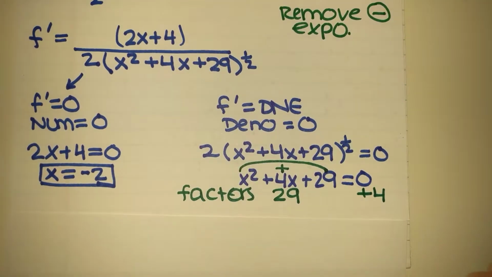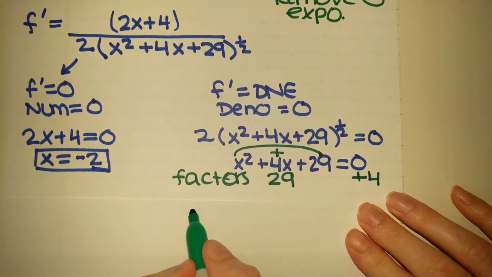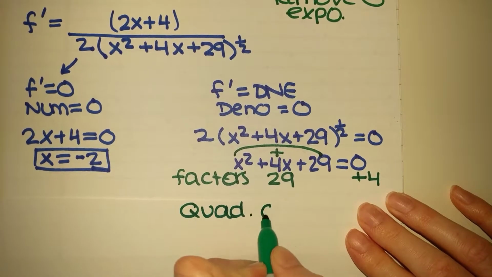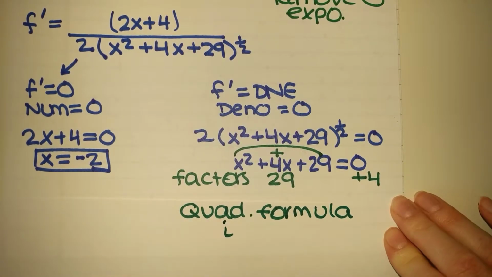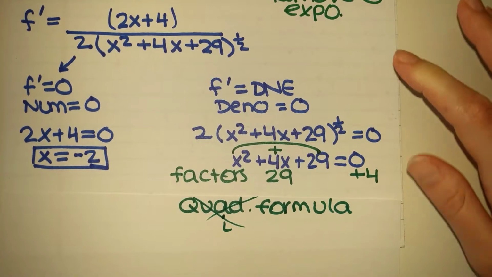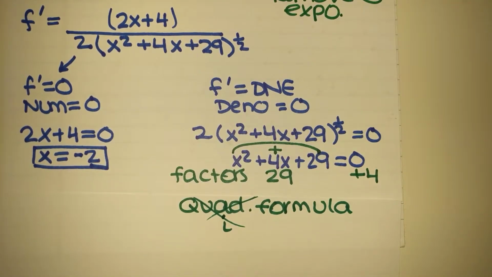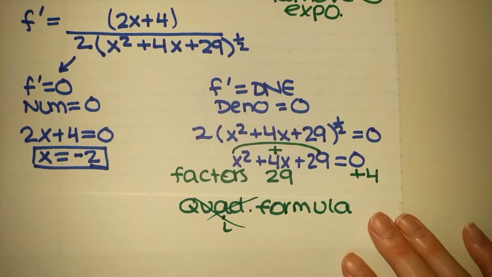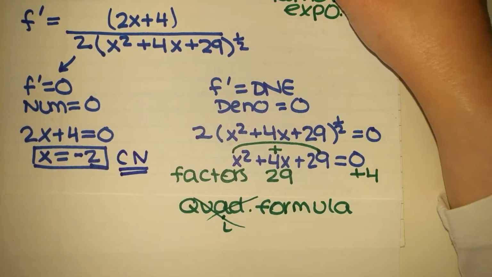Now, if you were to go through the quadratic formula, what you would find is that this would give you imaginary roots. And remember, when we get imaginary numbers, we ignore them. So the f prime equal to does not exist. There's no critical number that will come from that. So the only critical number is going to be this -2.